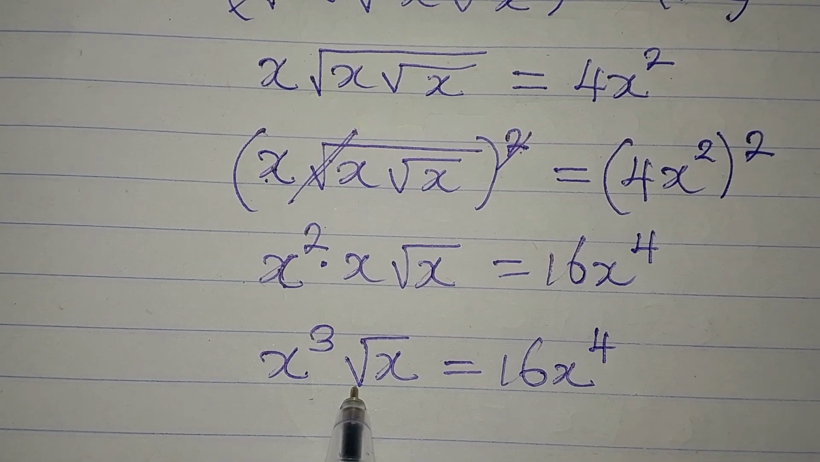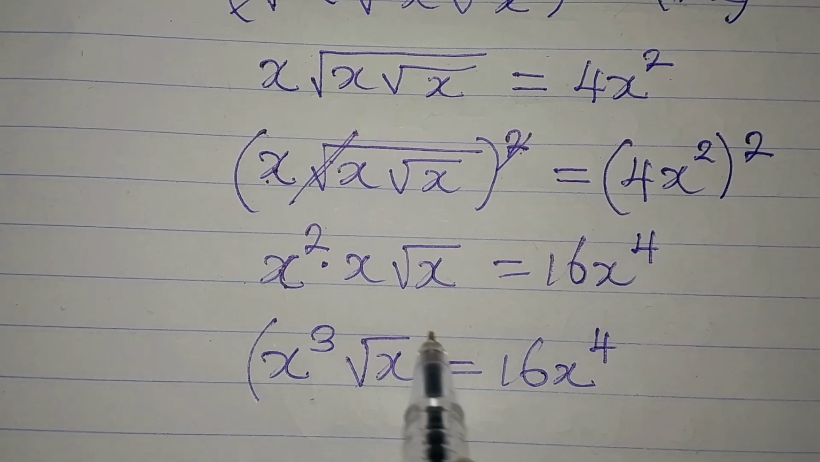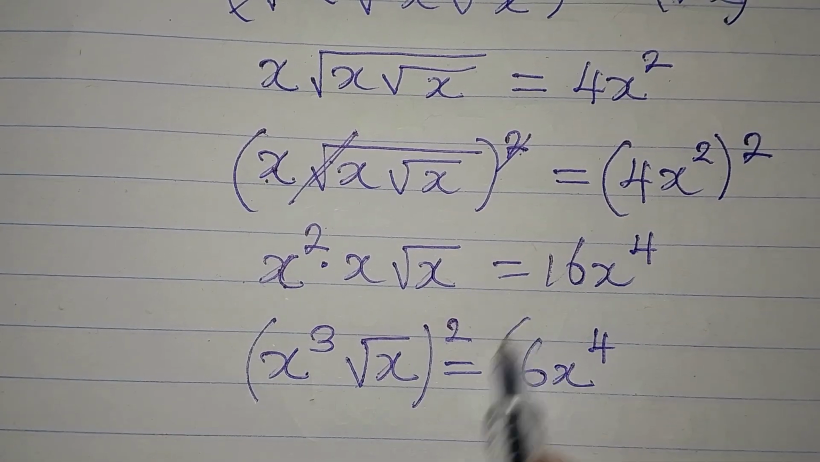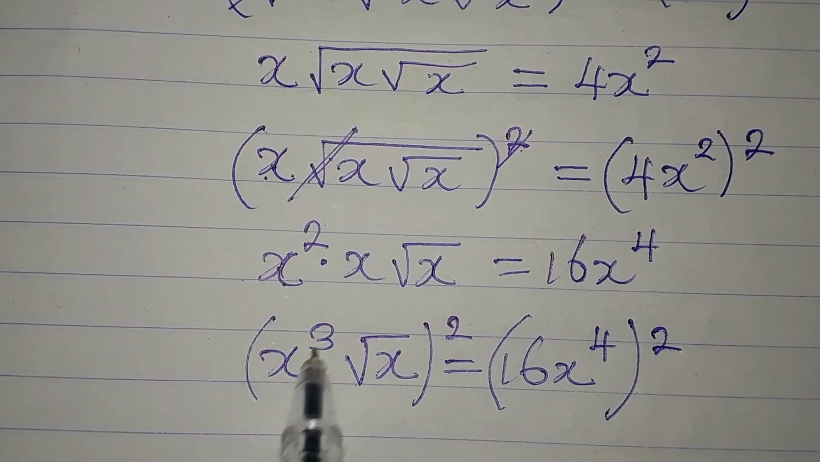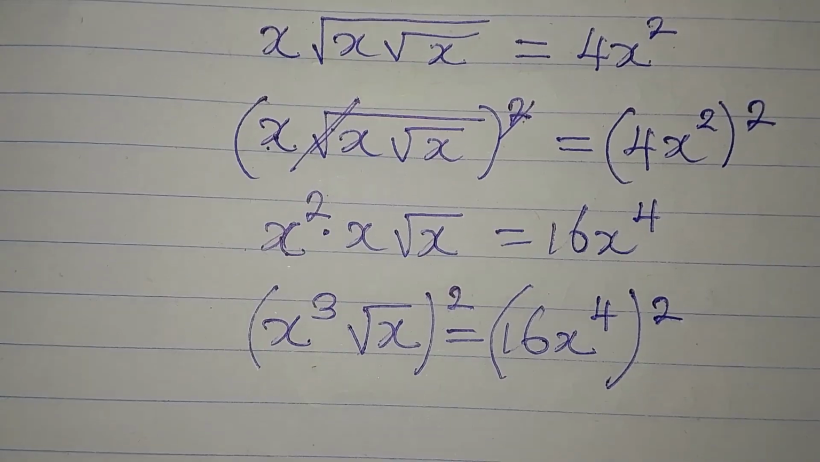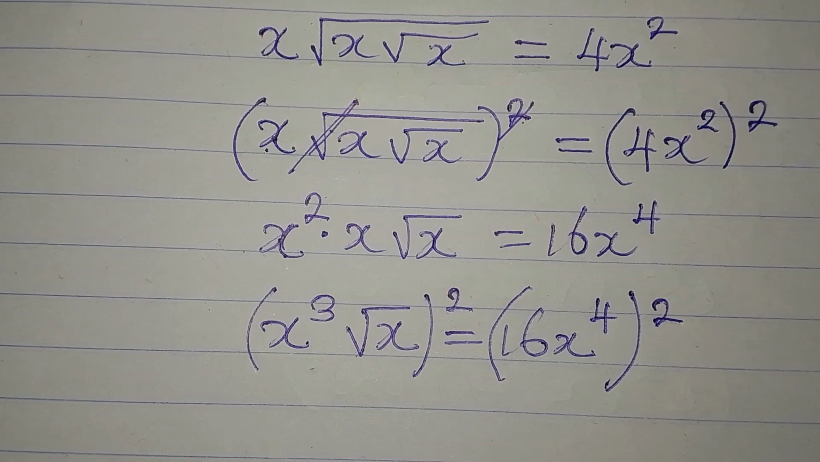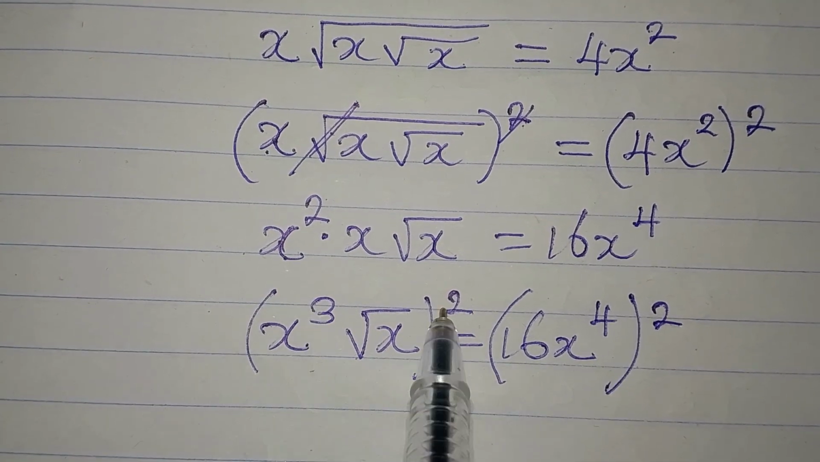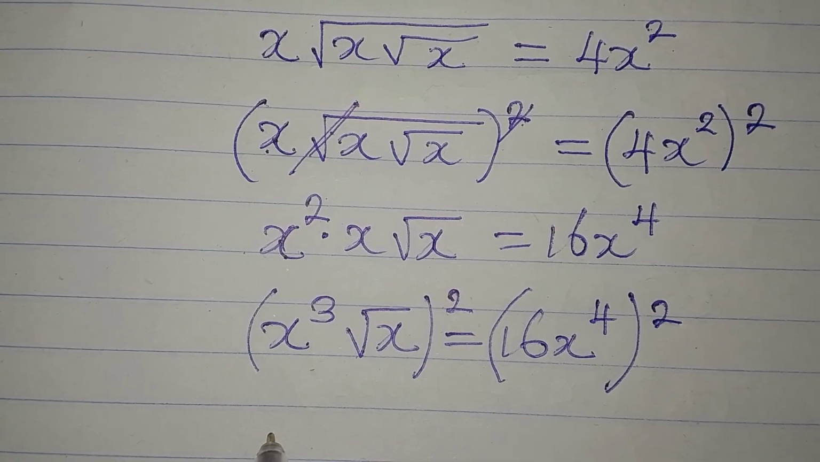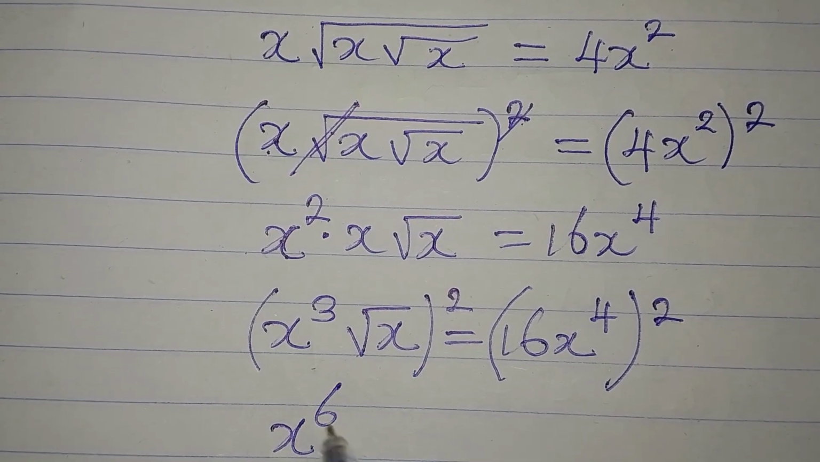We still have root, so we will square this again. Then I will square this. Okay, x to the power of 3 squared will give us what? Okay, what do you think that will give us? Remember what we do to the powers. We always multiply the powers. So this will give us x to the power of 6.